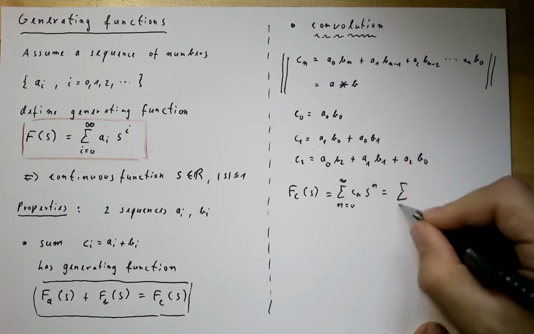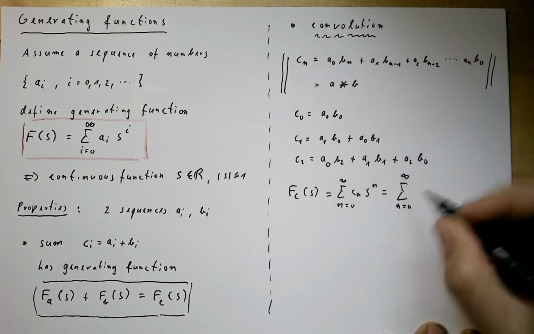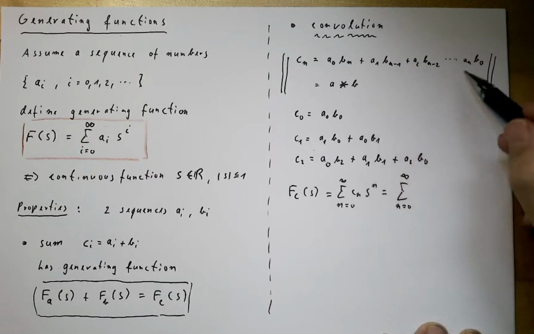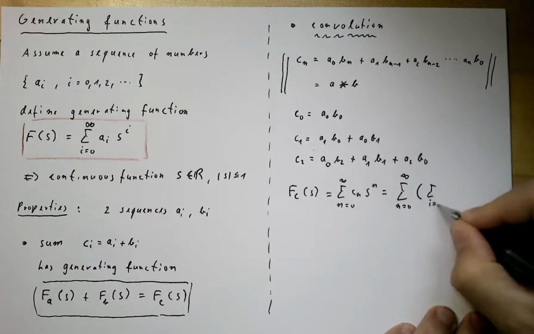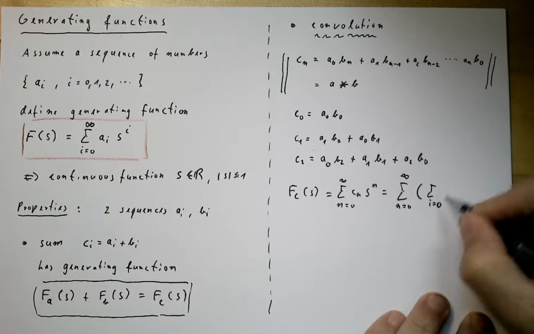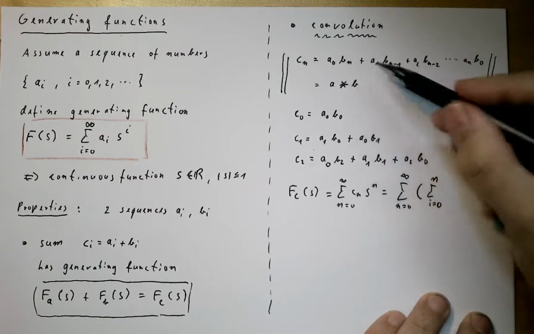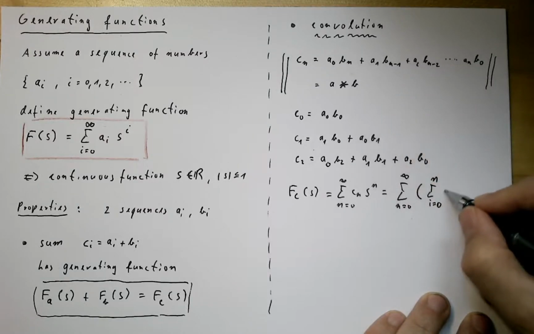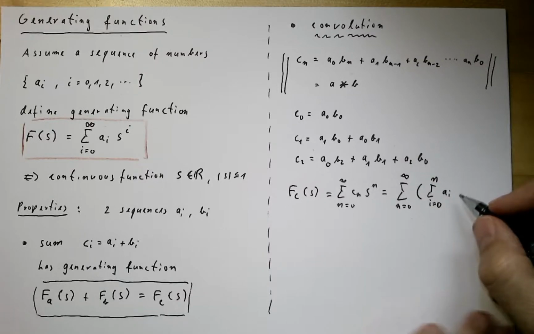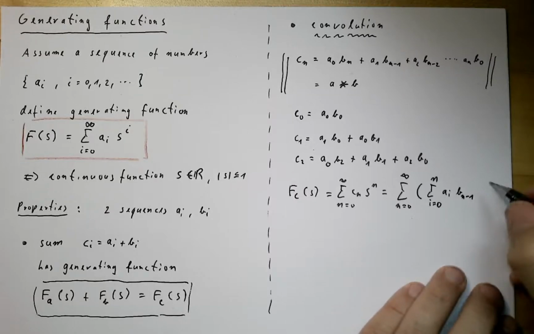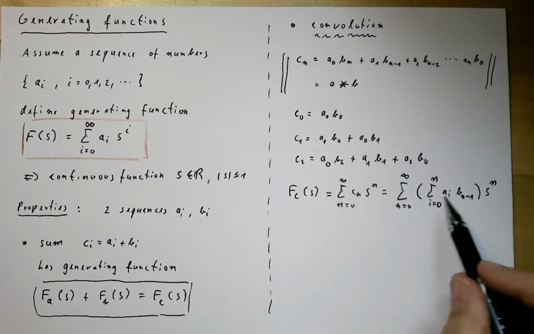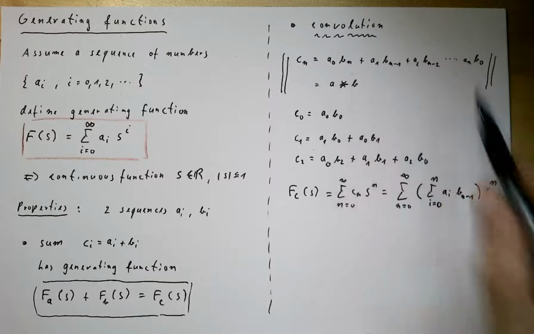And so we sum from 0 to infinity. But for the Cn's, now we have to put in this here, and we can write this as a sum where the index I goes from 0 to n. So these are these values. We have A_I times B_(n minus I) to power s of n. So here for the C we have introduced this sequence.